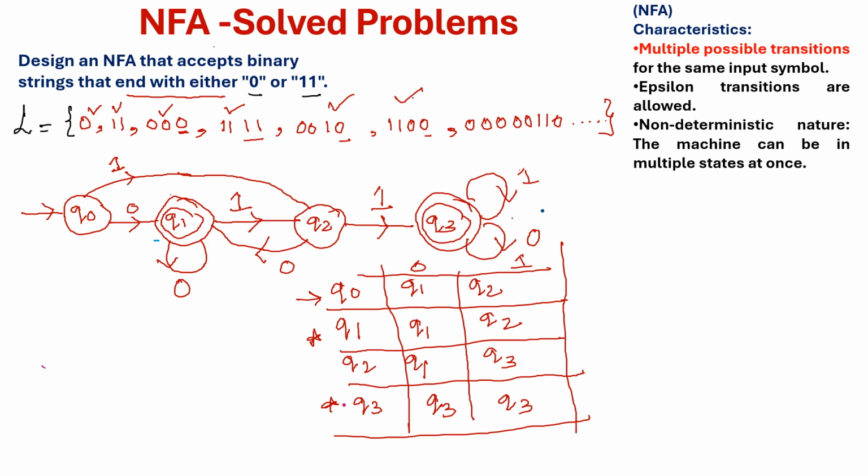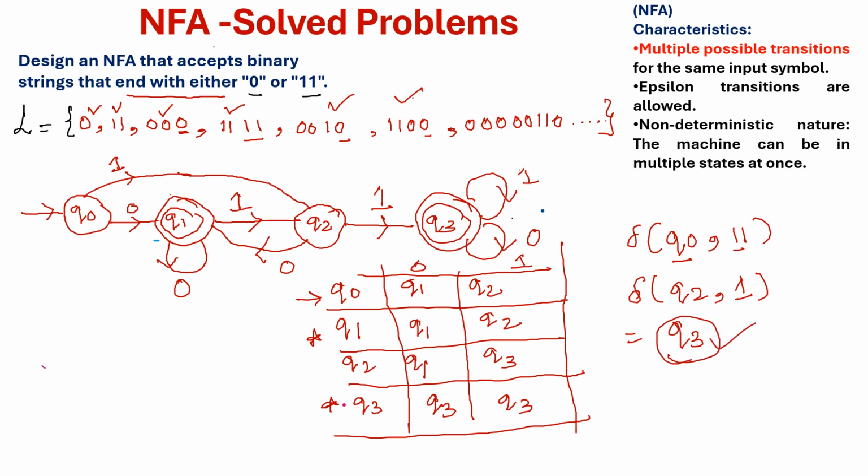So this is your transition table. Using the table also, we can check whether the string is accepted by the NFA or not. Now I will check only a small string, delta of Q0, comma 1 1. What is the transition for Q0 on 1? Q0 on 1 means you are getting Q2, comma 1. What is Q2 on 1? We are getting Q3. So we are reaching the final state, hence this string is accepted by the machine.